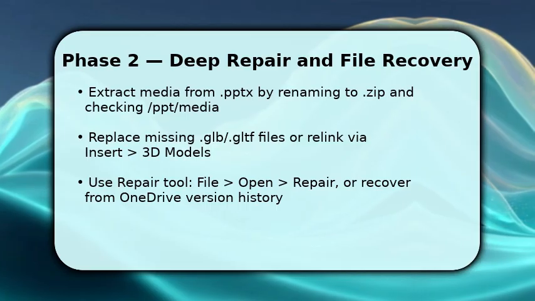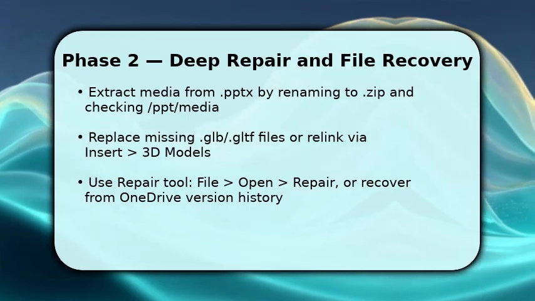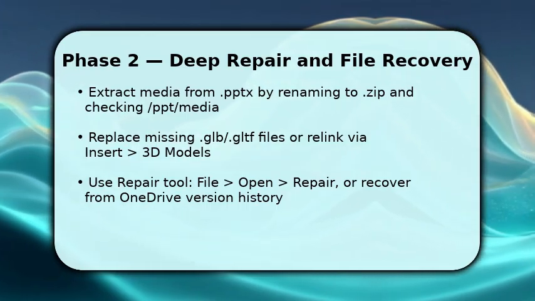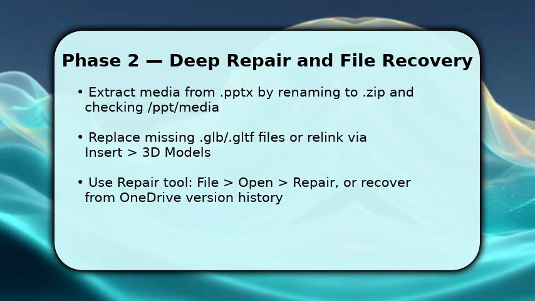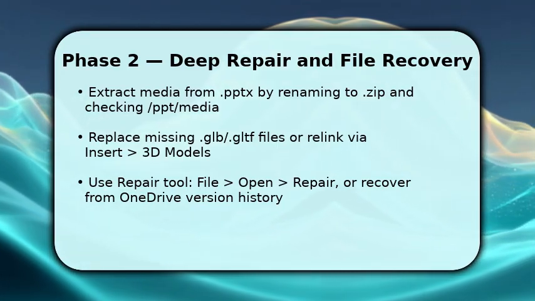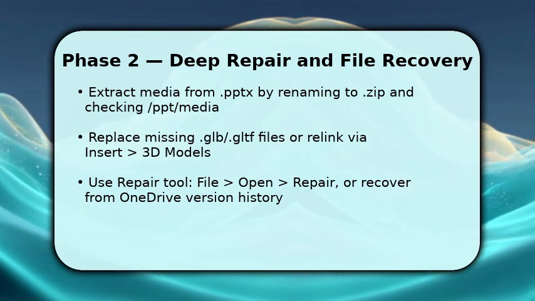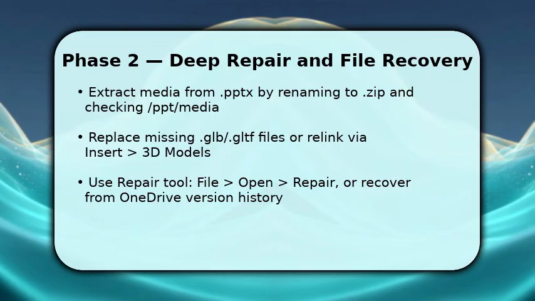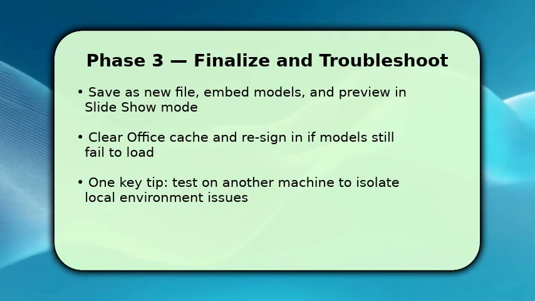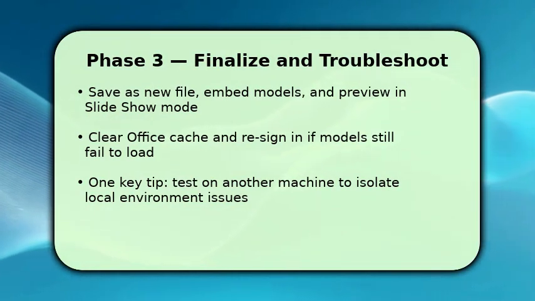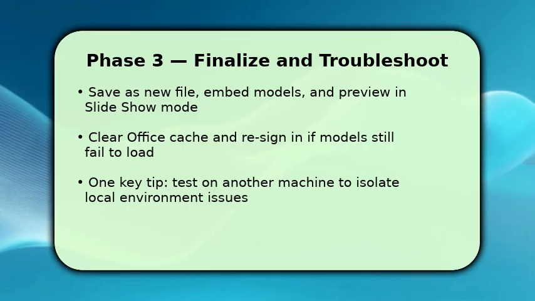If the package is corrupt, use File Open Repair and make sure to check OneDrive or SharePoint version history to restore an earlier working copy. These fixes restore embedded assets and maintain slide integrity. Finish by saving a new copy and embedding the repaired 3D models so links don't break later. Preview in Slide Show mode to verify rendering.